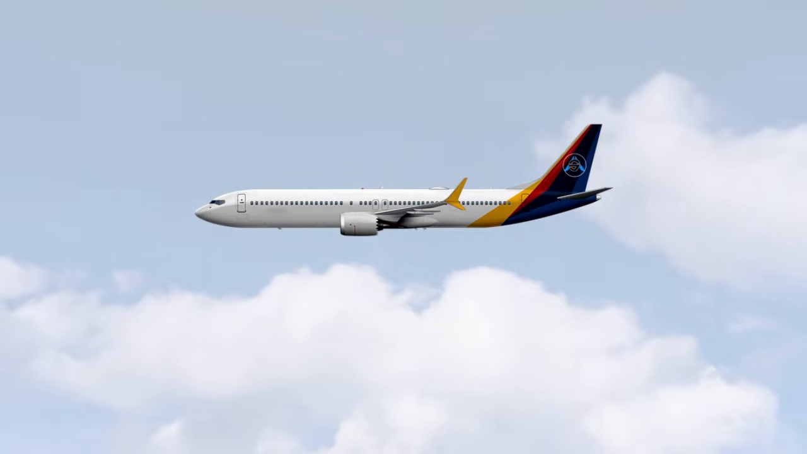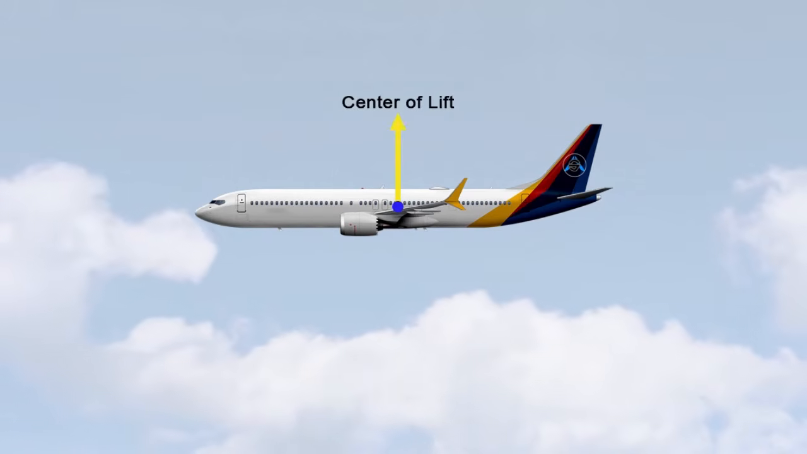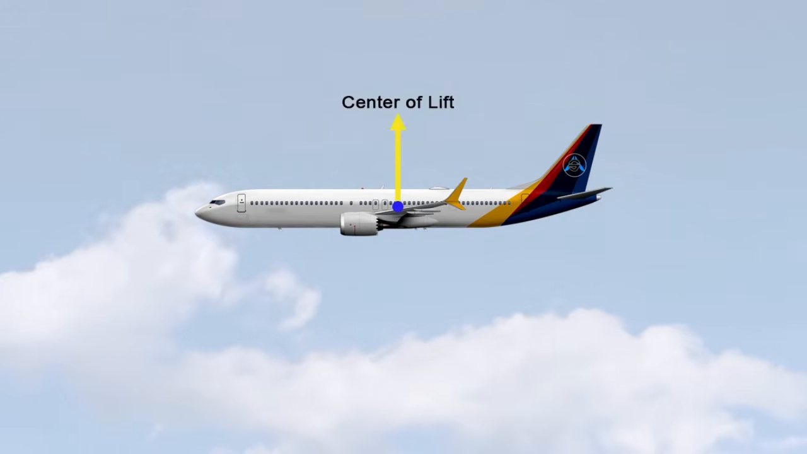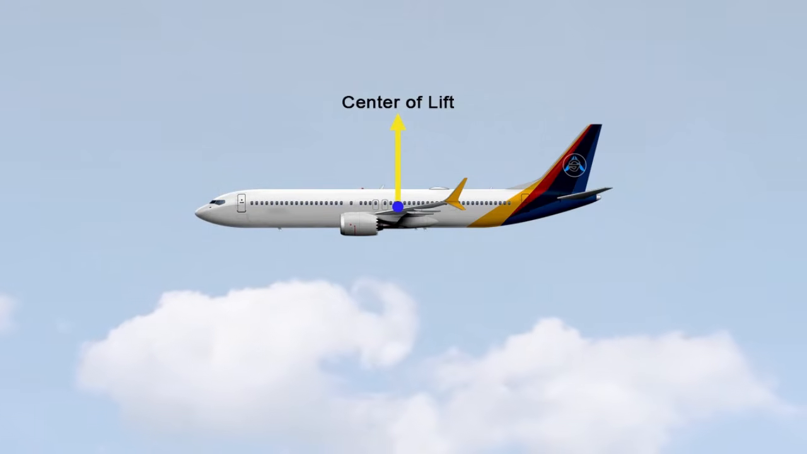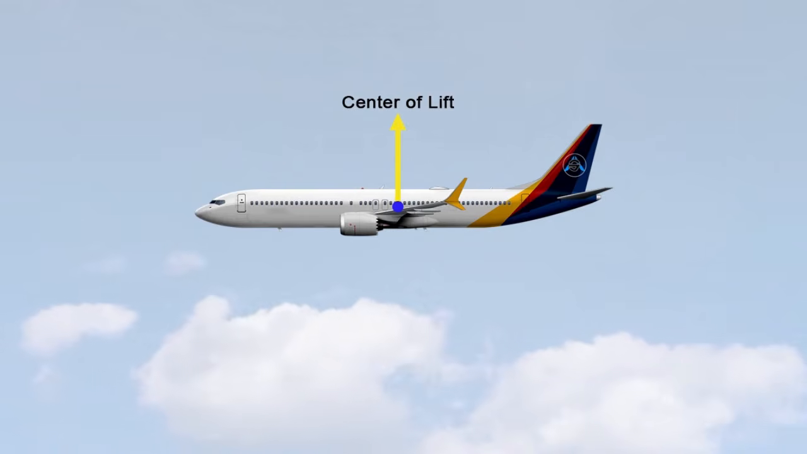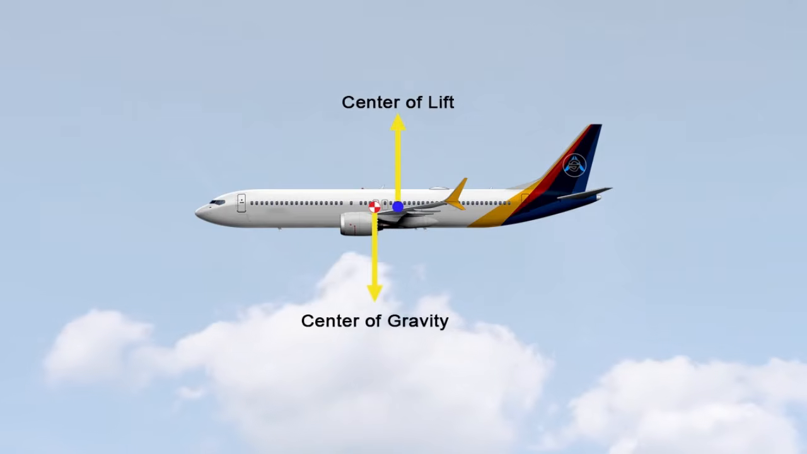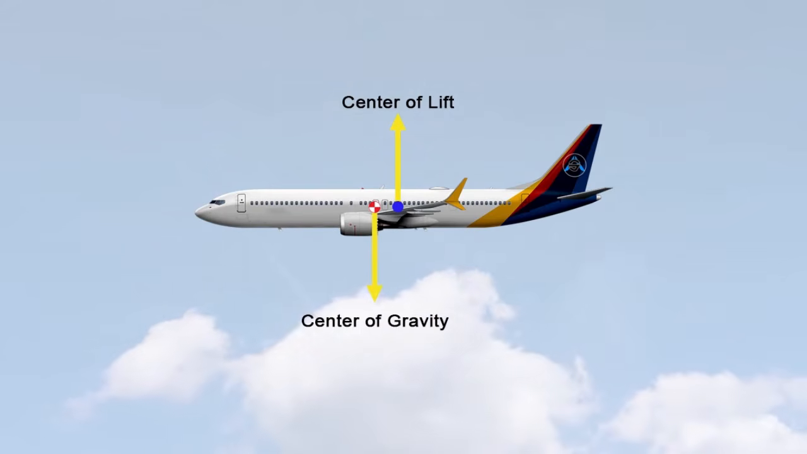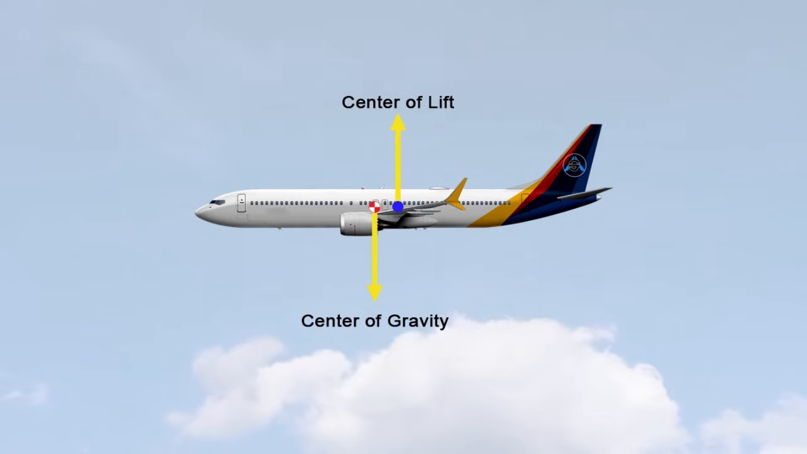There is a point on the wing of an airplane, called the center of pressure or center of lift, where all the lifting forces concentrate. In flight, the airplane acts like it is being lifted from or supported by this point. This center of lift runs from wingtip to wingtip. There is also a point on the airplane, called the center of gravity, where the mass or weight of the airplane is concentrated.